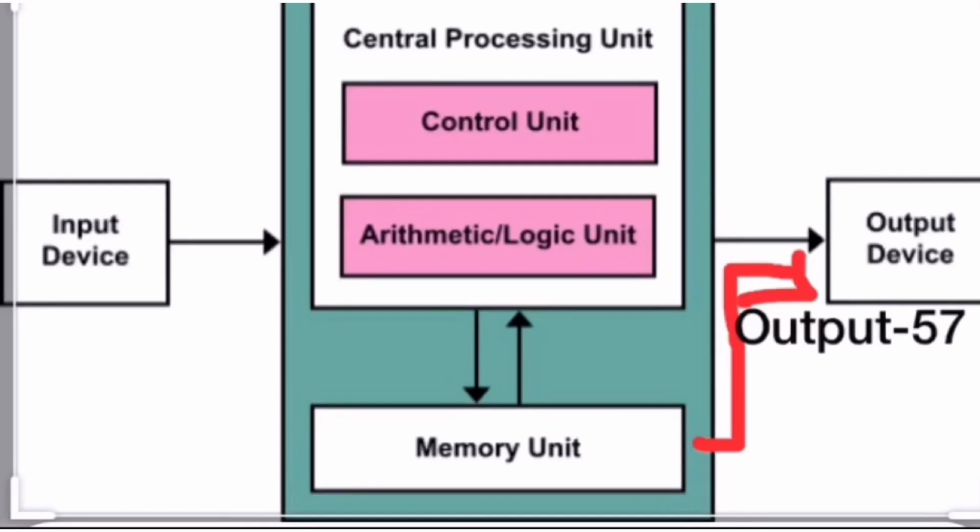So children, here is the work of the control unit. It controls the flow of data from input unit to processing unit and processing unit to output unit.